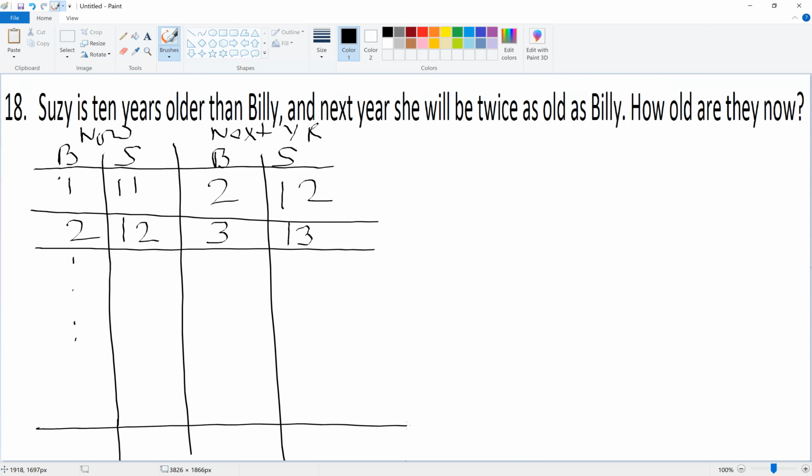I continue till 10 and 20, because 10 plus 10 would be 20, so that's the 10-year difference. And then it'd be twice, because 10 times 2 would equal 20. So this would be 10 and this would be 20. Is that what you're saying? Yeah. So this would be 9 and 19. You can continue and find 9 and 19. Next year they will be 10 and 20, which is double. So they are at 9 and 19.